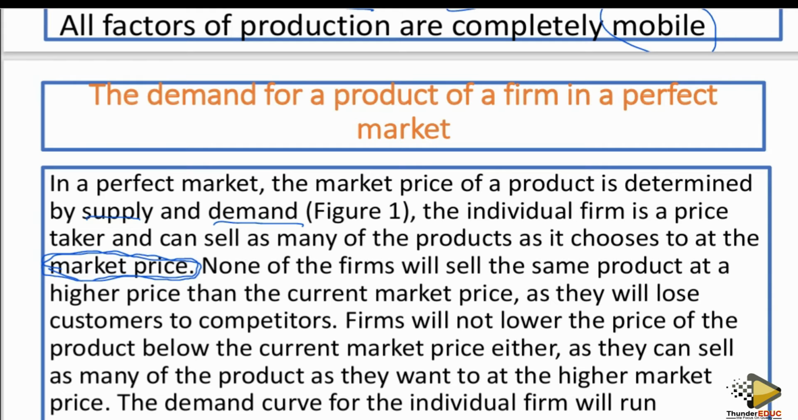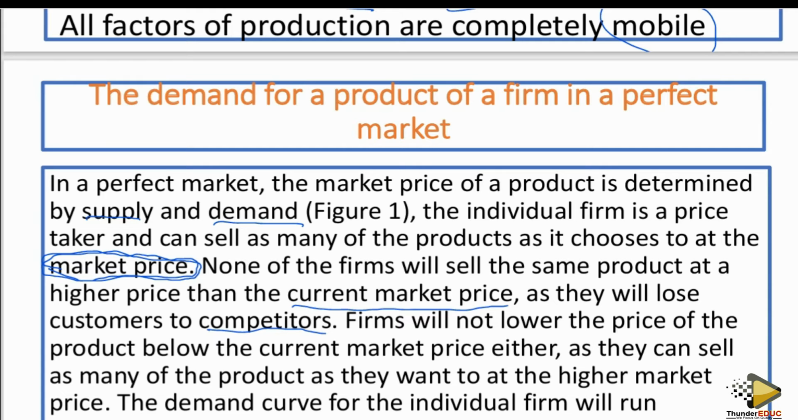Okay, right. So now none of the firms will sell the same product at a higher price than the current price. I did explain this, and as well the danger or the challenge of selling at a price that deviates from the market price. Remember, I said the business won't generate any form of profit, as they will lose customers to competitors. So I did explain this one in my introduction.